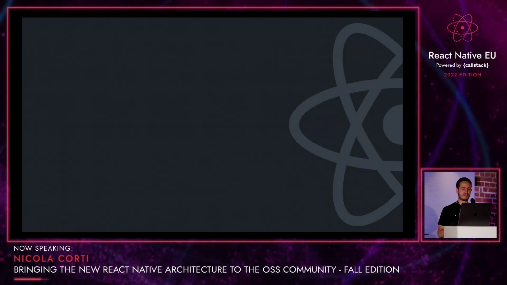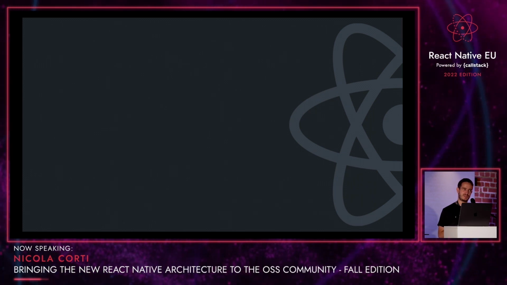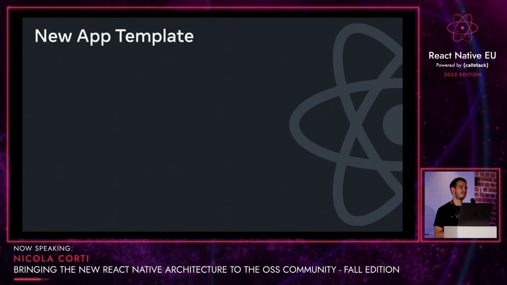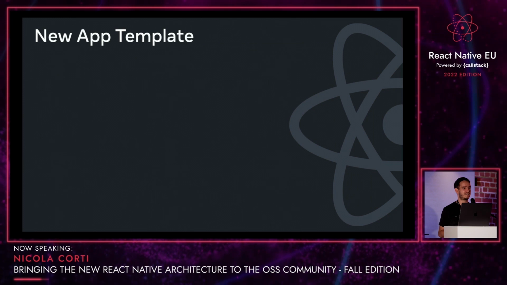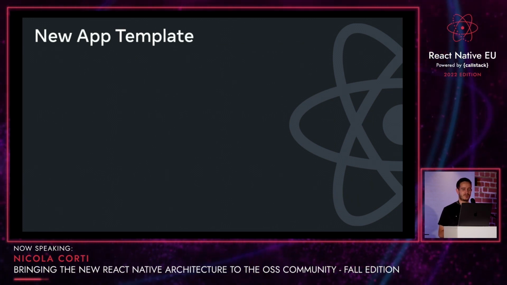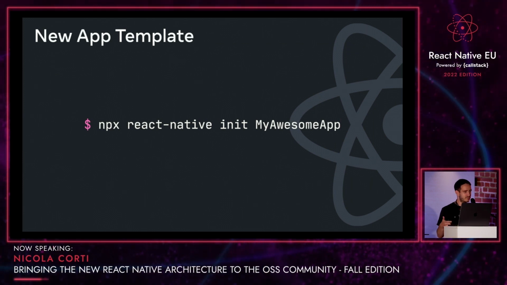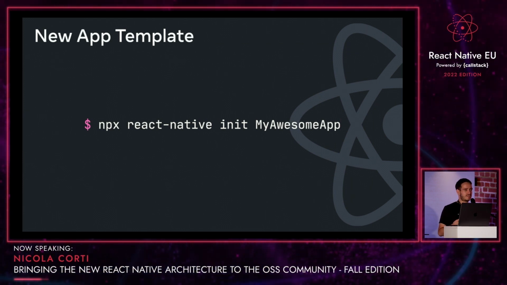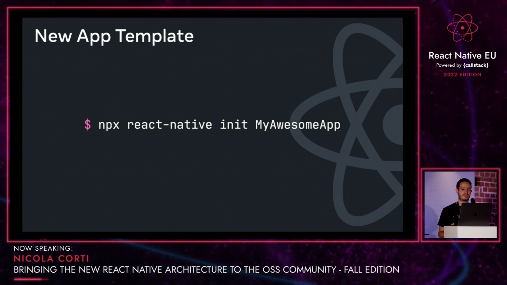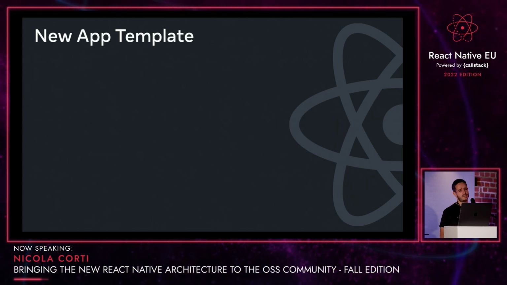As I said before, I talked about the new app template, and we believe this is a great entry point to experience the new architecture. When you do npx react-native init, you are exposed to a new project, and we spent time on updating it so that trying the new architecture is as easy as flipping a switch. And how do you flip the switch?